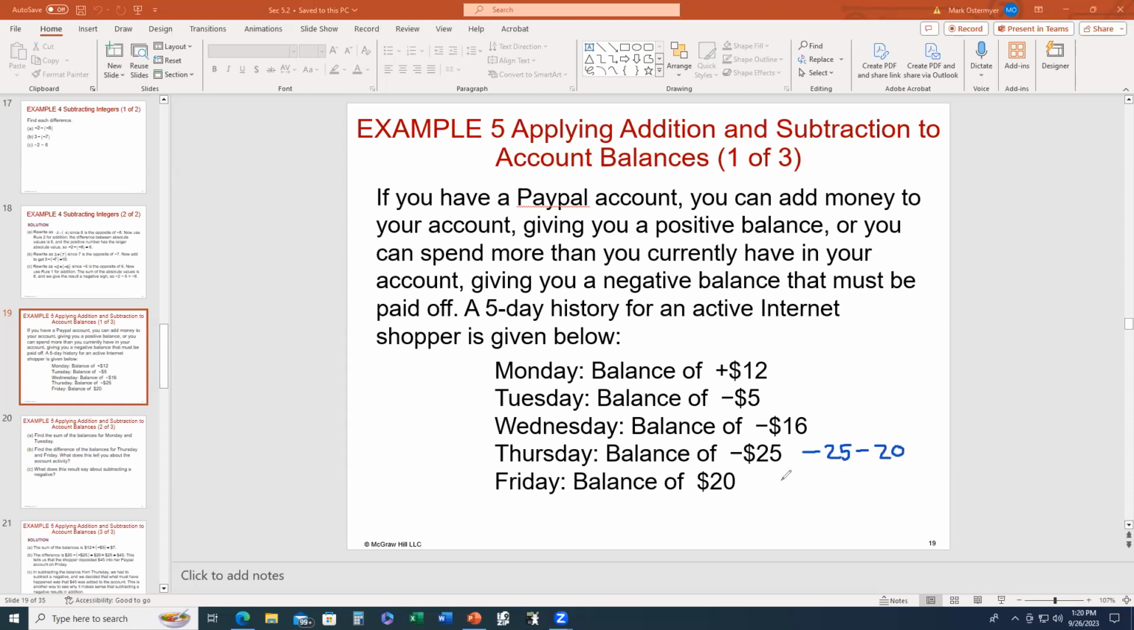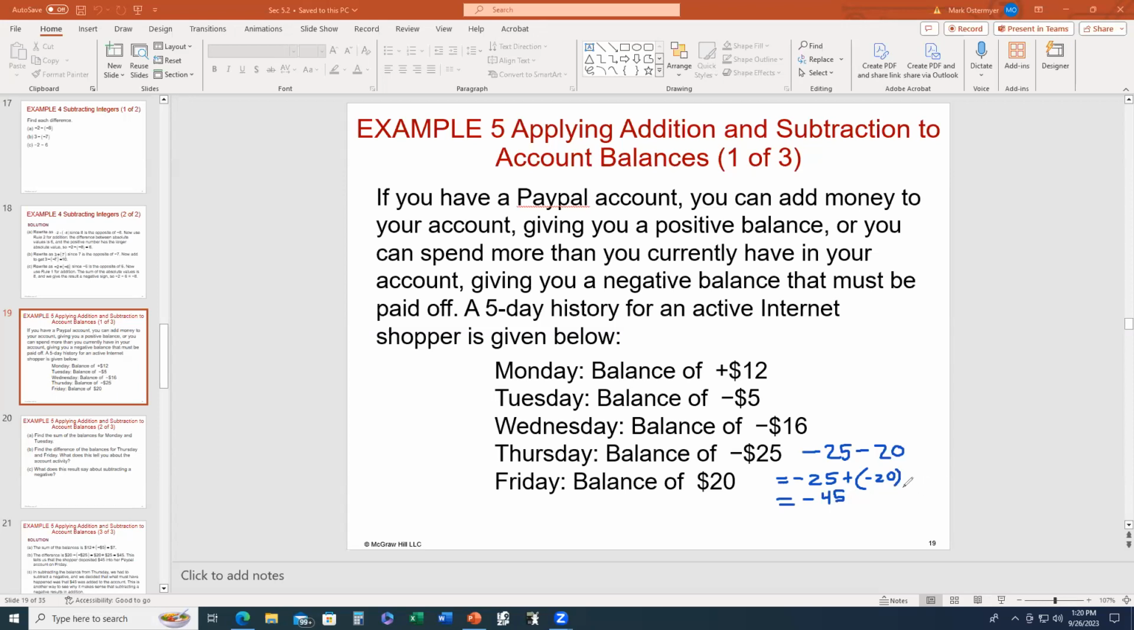Well, negative 25 subtract 20 can be rewritten as an equivalent addition problem as negative 25 plus, change subtraction to addition, but what's the opposite of 20? Negative 20. And what's a negative plus a negative? Negative, and we add, agree? So this would be negative what? $45?